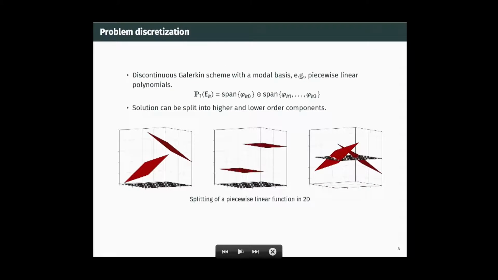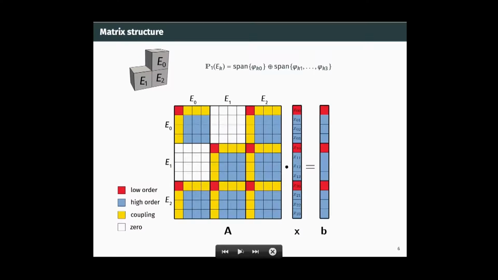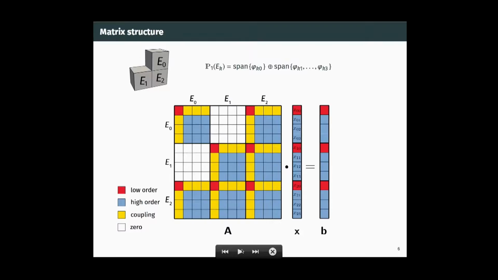Now let's have a look at the matrix structure that we get from such a discretization. We have an example here with three elements in 3D. You can see that E0 and E1 are not connected, and therefore the corresponding parts of the matrix here are empty. Each of the other blocks has low order components in red here, and higher order components, which are the slopes in each direction, in blue here. In 3D we have three dimensions, so three slopes, which is why we have three of these blue unknowns for each element.